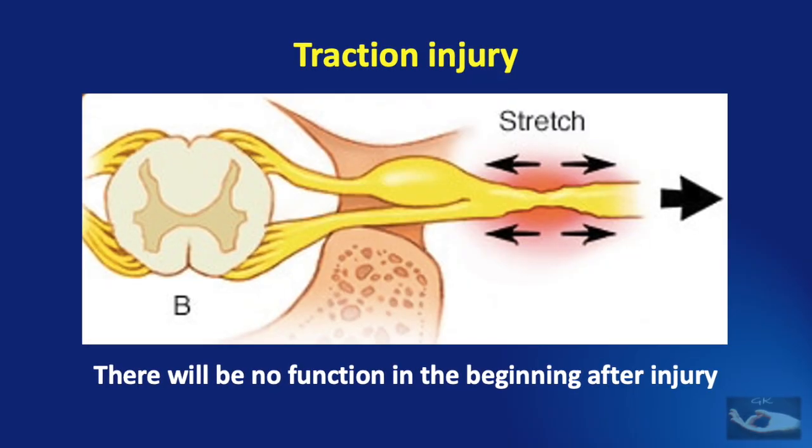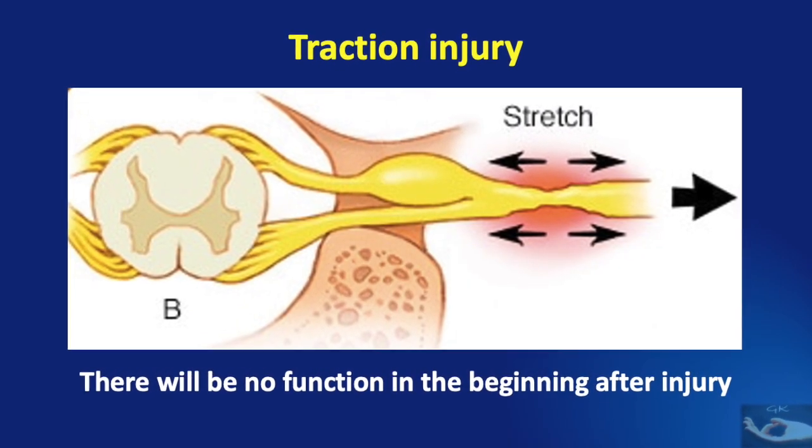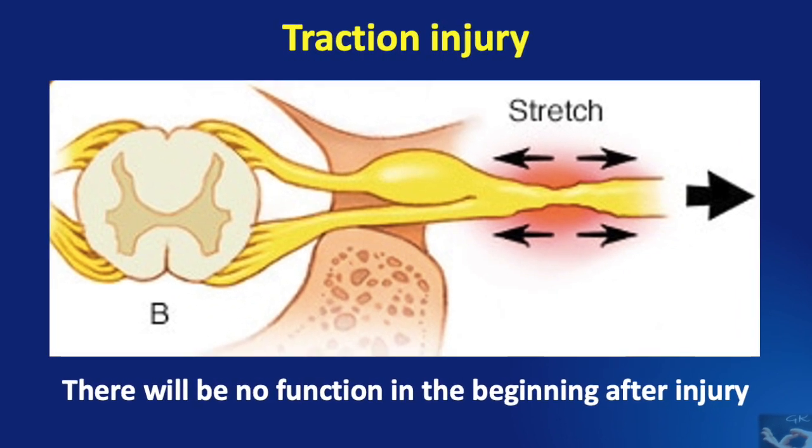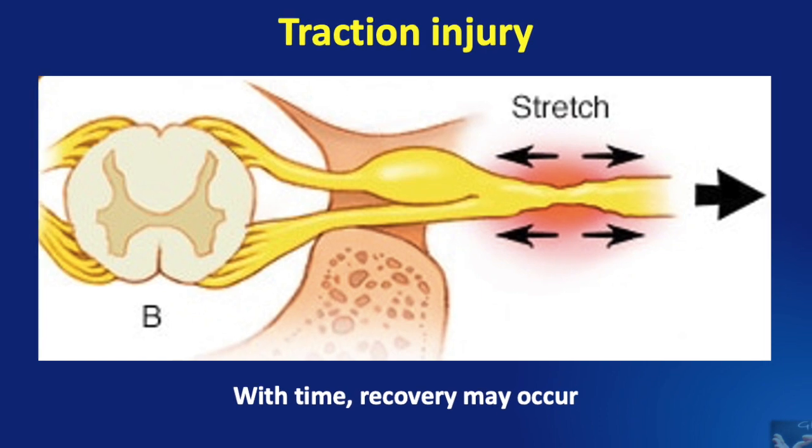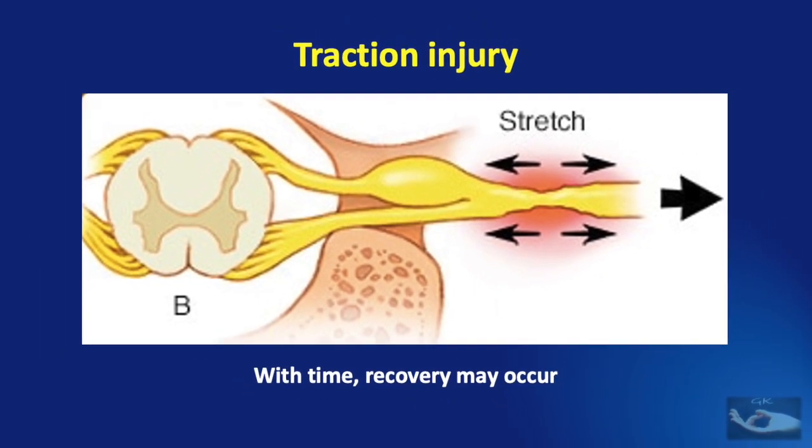There is another third type of injury in brachial plexus in which they were pulled but they got back. So they will have a temporary dysfunction. They will not function temporarily, but they will gain function afterwards. This is called a traction injury, and this will usually recover completely.